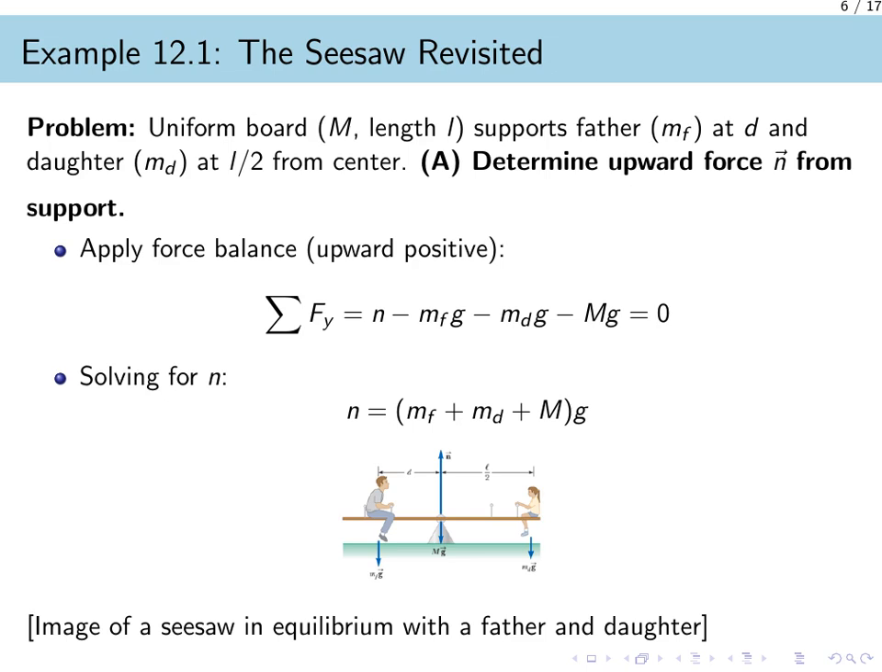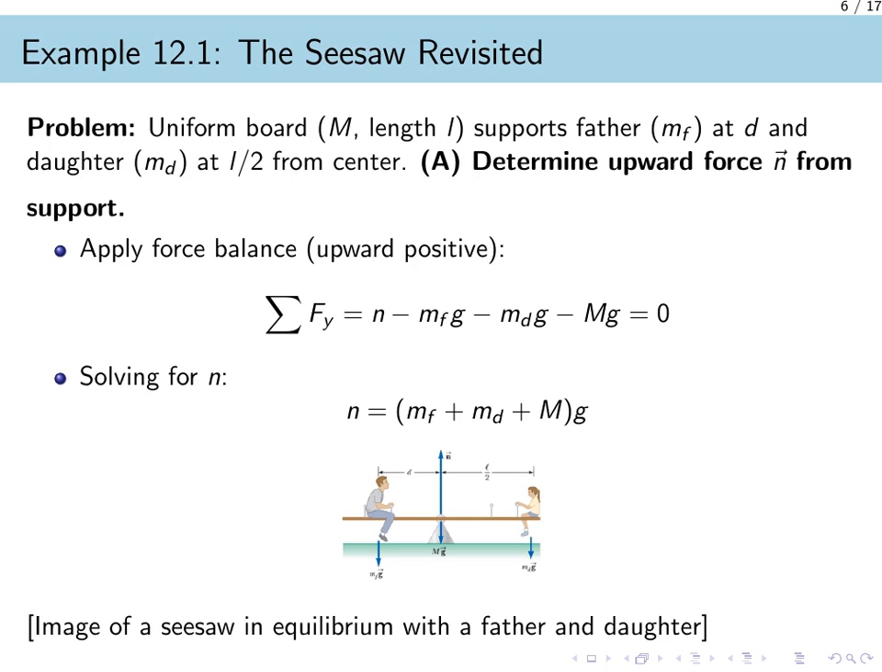There are three forces acting downward: the weight of the father, which is Mf times g, the weight of the daughter, Md times g, and the weight of the uniform board itself, M times g. The only upward force is the normal force, N, from the fulcrum.